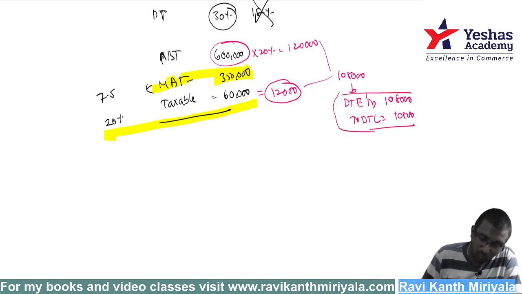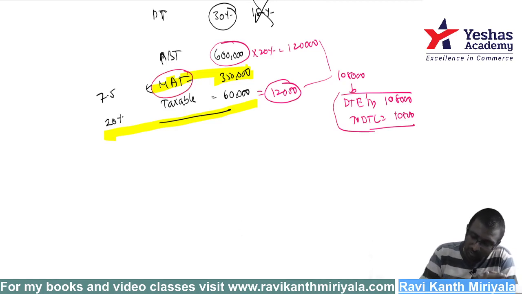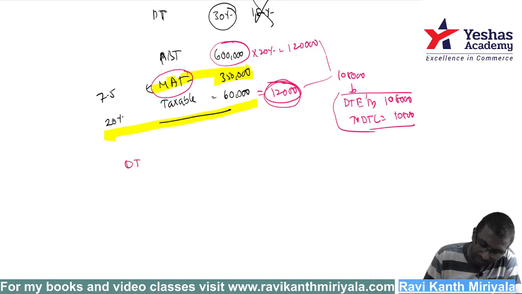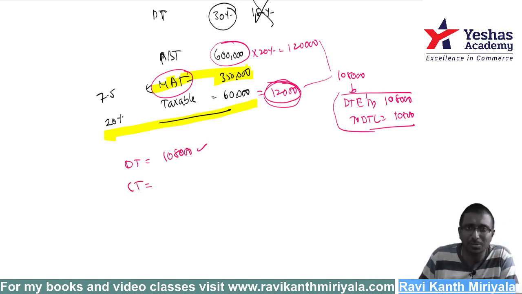Over. Now what about the MAT, sir? Once you calculate deferred tax expenditure, then you also calculate MAT. But do you really pay 12,000? No, the department will not agree. You have to calculate deferred tax, which is 108,000. Now what about current tax, sir? Current tax means what is payable as per the Income Tax Act. Is it 12,000?